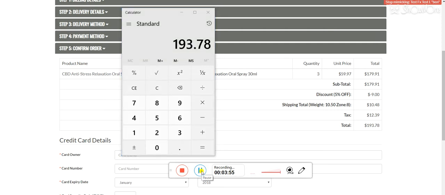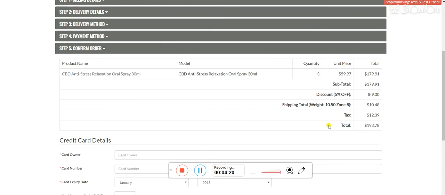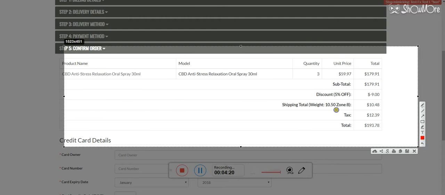So I've fixed the round off. Let's compute again. So 179.91, which is my subtotal, minus the discount, which is 9, plus 10.48 plus tax 12.39, which gives us 193.78, and it matches this one. So yeah, copy this first.